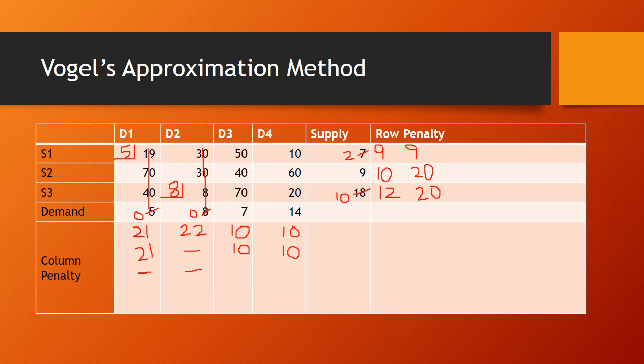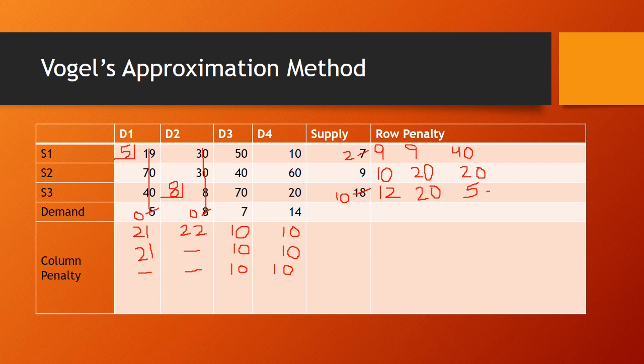D2 there is nothing now. Now for D3 it's still 10. For D4 it's still 10. Coming to rows, penalties will also change now. The least for row S1 is 10, the second least is 50. So row penalty would be 40 now. Coming to the second row S2, the row penalty will now be 20 in this case because 60 is the second least and 40 is the least. Coming to S3, now it will be 50 because 70 is the second least and 20 is the least.